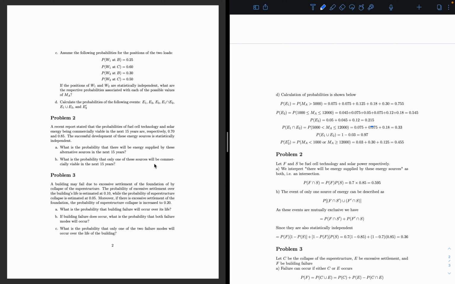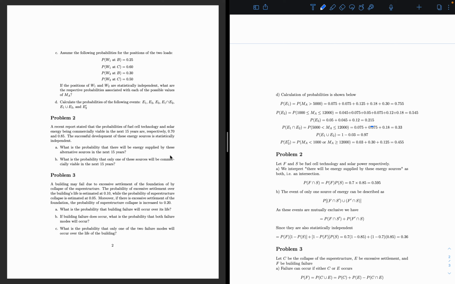Alright, moving on to problem 2, where we have probabilities of fuel cell technology and solar energy being commercially viable, 0.7 and 0.85. First question is, what is the probability that there will be energy supplied by these alternative sources in the next 15 years? The way I read this question, I'm thinking about both of these sources providing energy. Some of you actually thought it was the union, which is understandable to a degree, and therefore, I only took 1 point from that question.